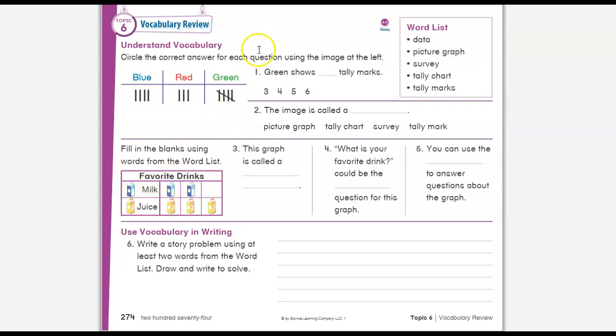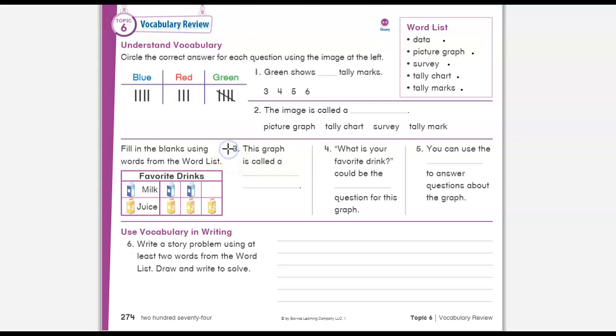For our next set of questions, questions 3, 4, and 5, we are going to be using the graph here. Our directions tell us to fill in the blanks using words from the word list. The word list is located at the top. Just to review, the words were data, picture graph, survey, tally chart, and tally marks. You will use some of these words to fill in the blanks for our questions.